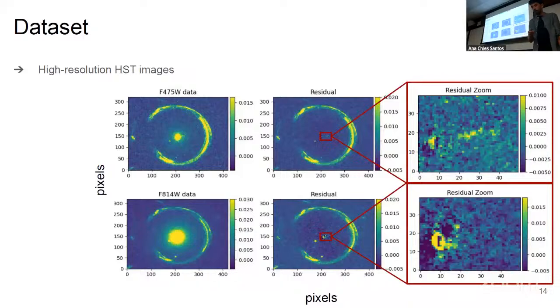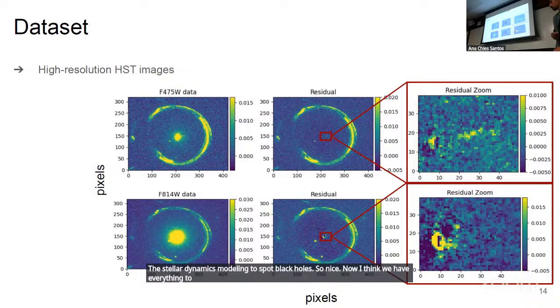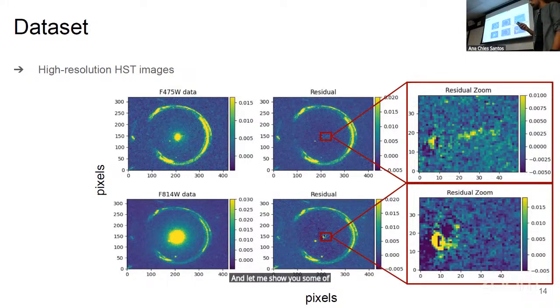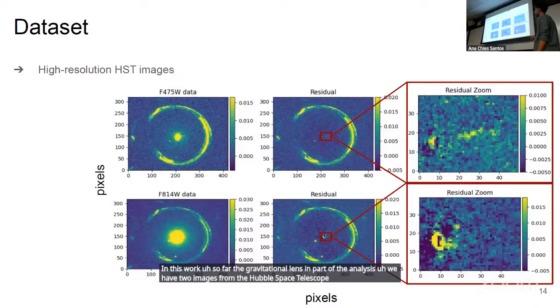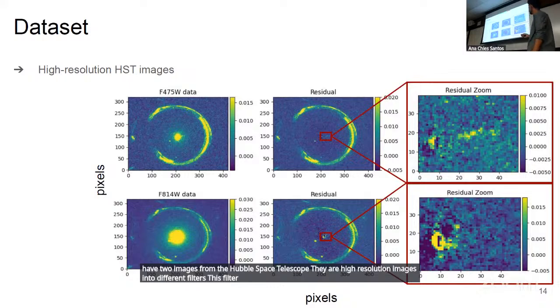So nice. Now I think we have everything to proceed with the rest of the talk. And let me show you some of the data that we will be using in this work. So for the gravitational lensing part of the analysis, we have two images from the Hubble Space Telescope. They are high resolution images in two different filters. This filter F75 is in the blue part of the spectra.